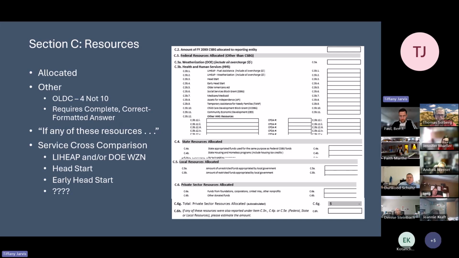Okay, so service cross comparison. LEAP and/or DOE weatherization. So there's two LEAPs, right? There's fuel assistance and there's weatherization. We're only looking at weatherization here. Head Start and Early Head Start, that's what we're looking at on the federal level. And I've got a couple more slides after this that'll make a little more sense. But I also have a question mark, because this is where you can internally fill in the blanks.